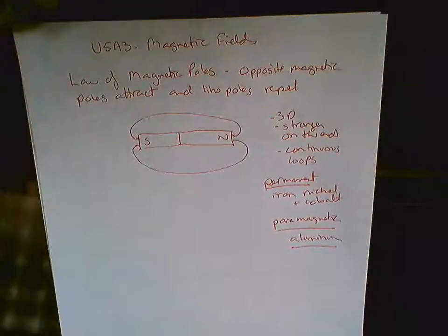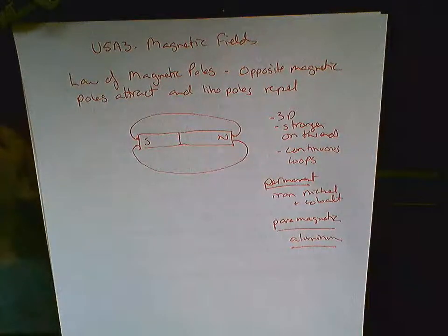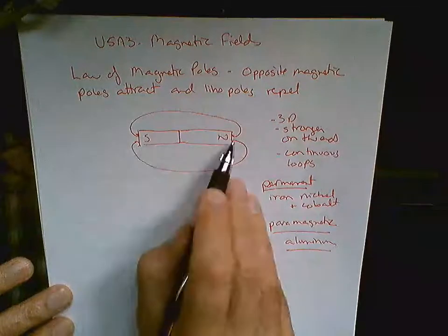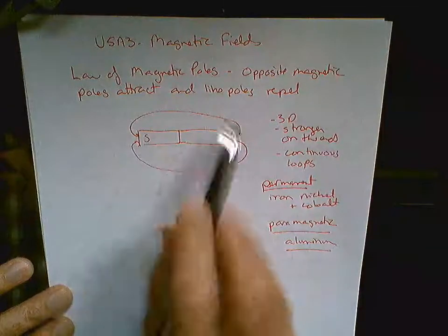U5A3 is a short activity and it has to do with magnetic fields. Now, don't confuse magnetic fields and electric fields. They are different. The law of magnetic fields states that opposite magnetic poles attract. As a child, you probably have played with magnets before, and what you'll notice is that there are north and south poles, and the north is attracted to the south.